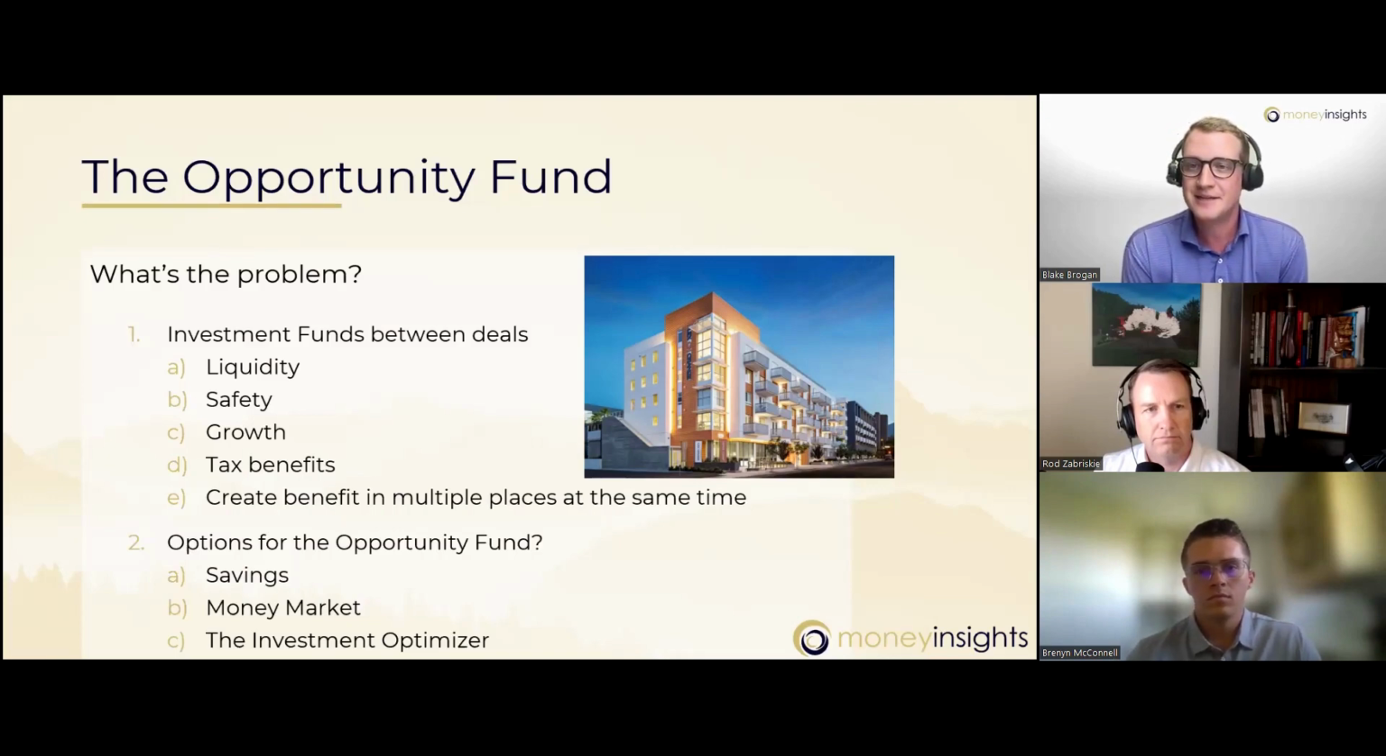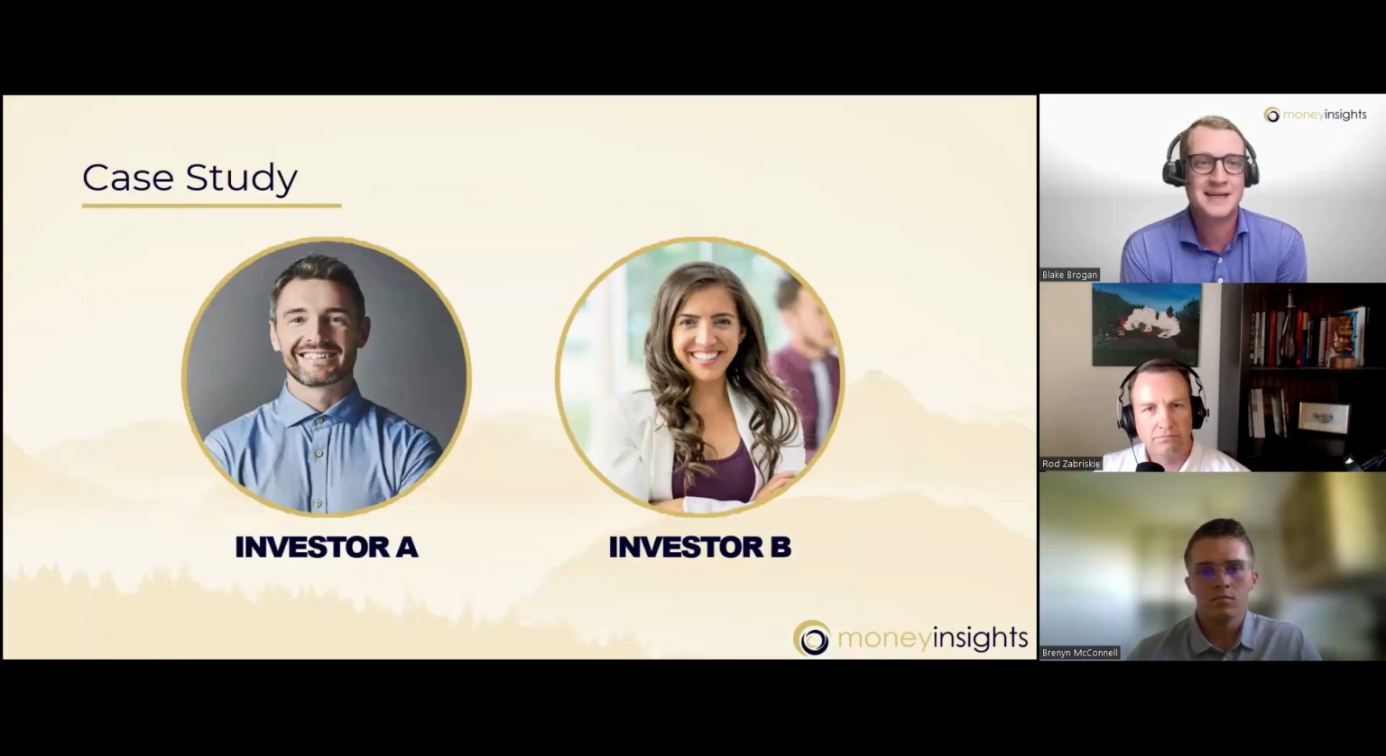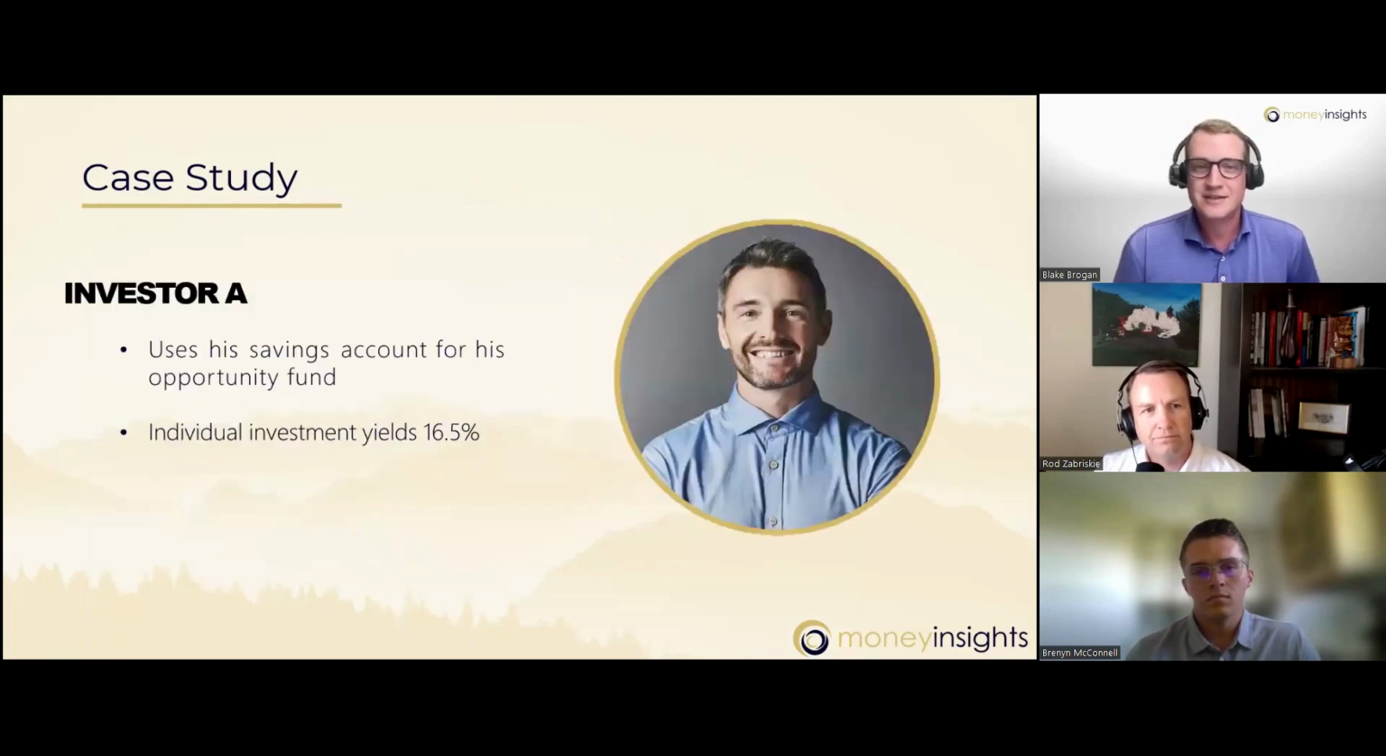So to jump into a case study, again keeping it high level, we'll do person A and person B. As Rod mentioned, we have over 1,000 people utilizing this concept, and I want to show, at a high level, why it makes sense to plug into your investing. So, Rod, if you want to go to the next slide, we have investor A, right? He's building up money, probably like most people who aren't utilizing this strategy in their opportunity fund, which by default ends up being a savings account. He's got the ability to fund deals that are going to produce a 16.5% rate of return, which is great.